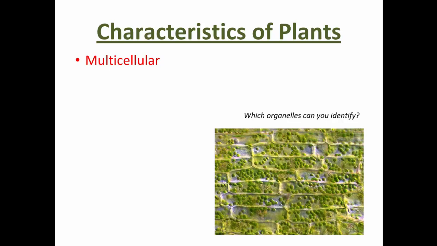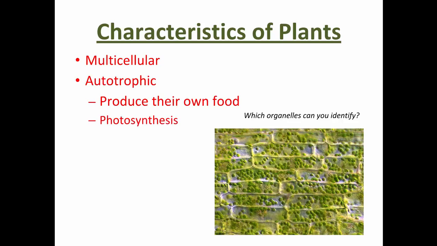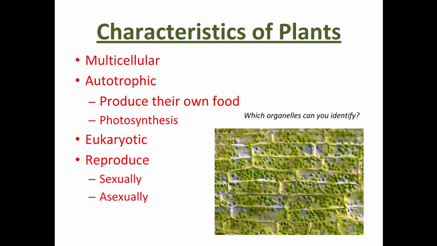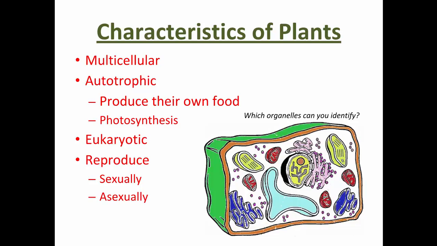What about their complexity? They're eukaryotes. They have complex cells. They have a nucleus. They have other membrane-bound organelles. When plants reproduce, they can reproduce in both a sexual and asexual way. We'll talk about how they do that in this unit.